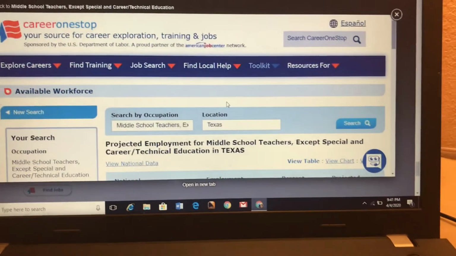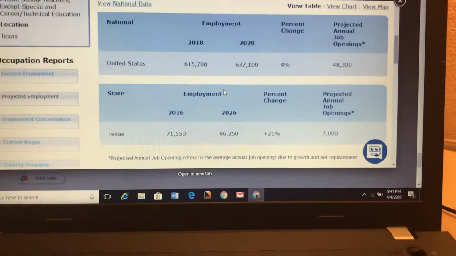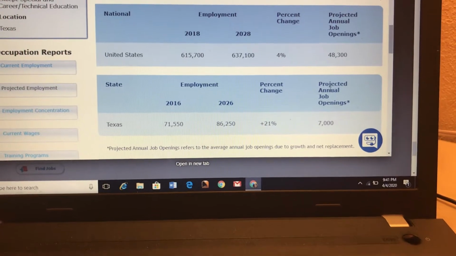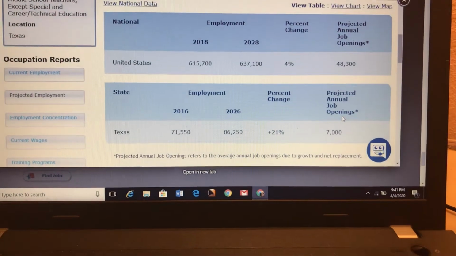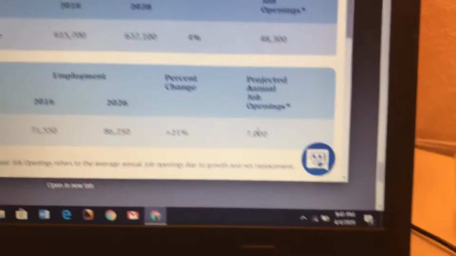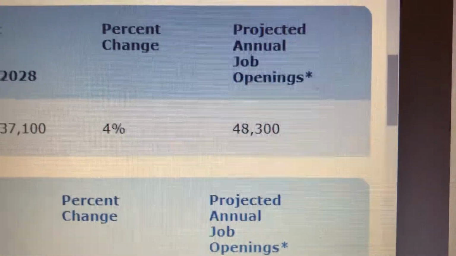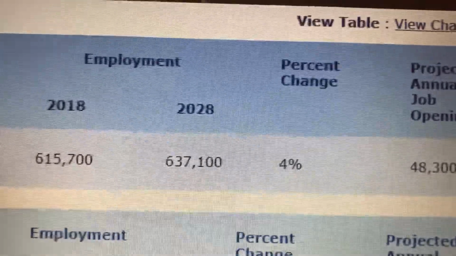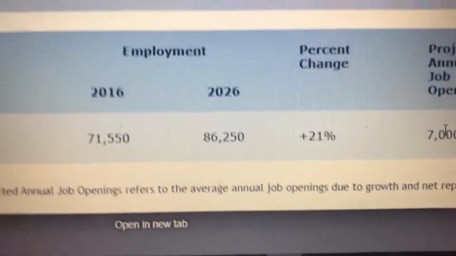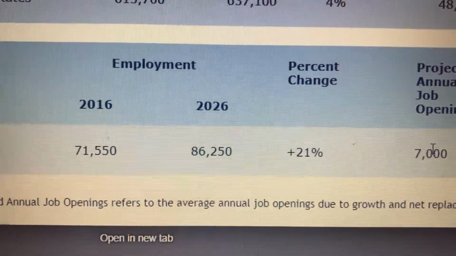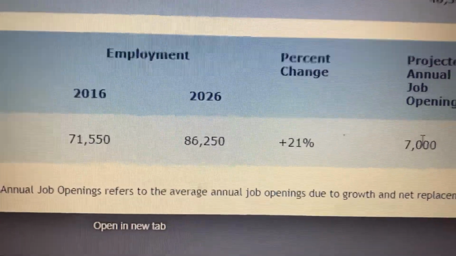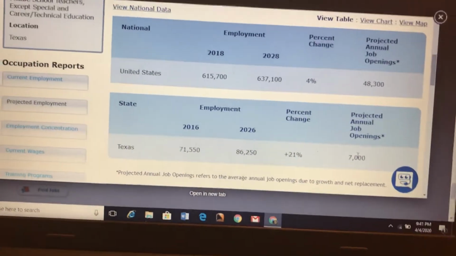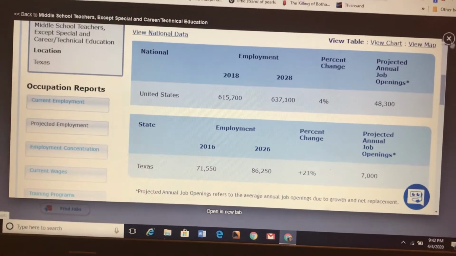So in the state of Texas, if I scroll down, there is a projected annual job opening of 7,000 jobs per year in the state of Texas, 48,300 jobs per year in the whole United States. The percentage of job increases in the U.S. is 4%. The increase of jobs in Texas is 21%. So if you want to teach school in the state of Texas, the likelihood of you being able to get a job is pretty high.